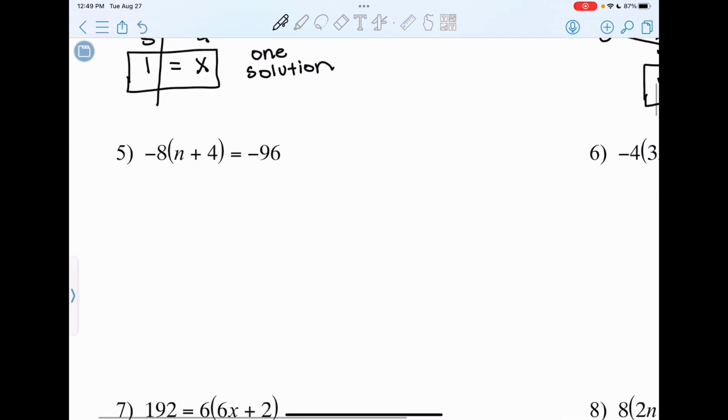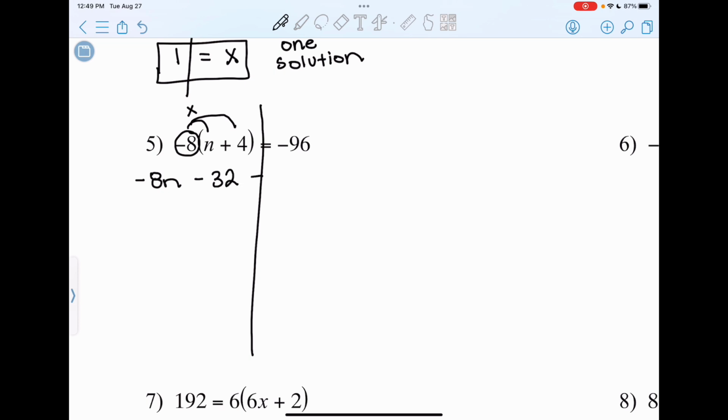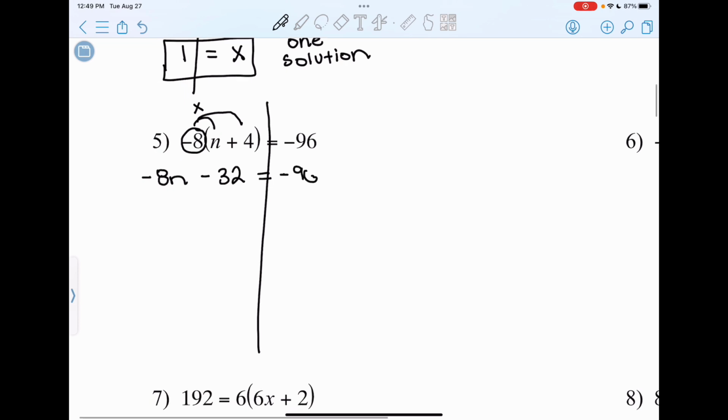Moving on to number 5, I have a number in front of parentheses, which means I need to use the distributive property, or double rainbow, which means I am multiplying. Negative 8 times n is negative 8n, and negative 8 times 4 is negative 32. Make sure that when you're multiplying, you use that negative in front of the 8. And that equals negative 96.